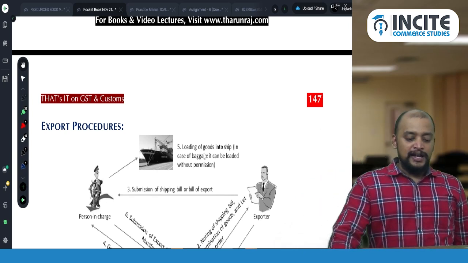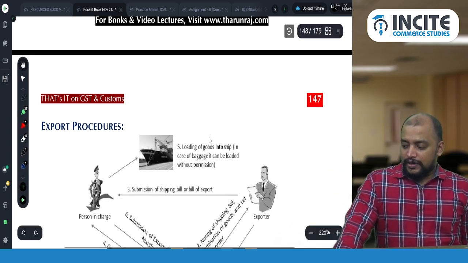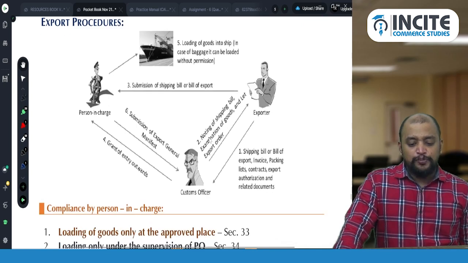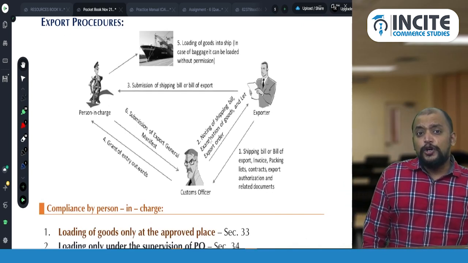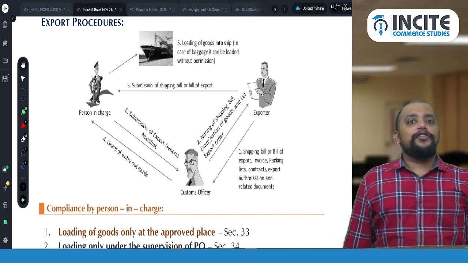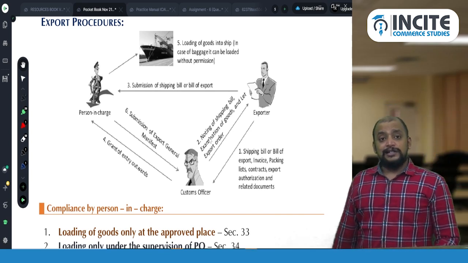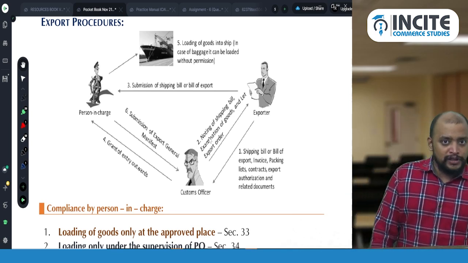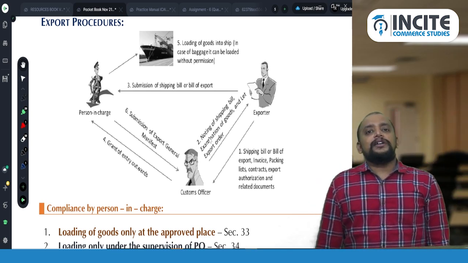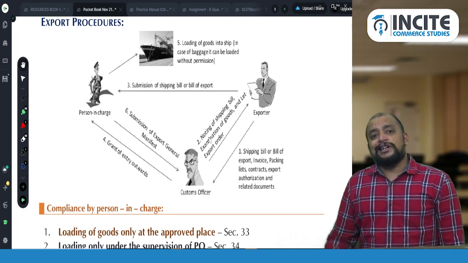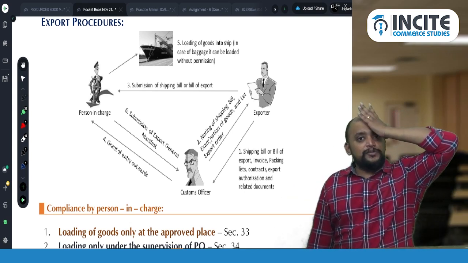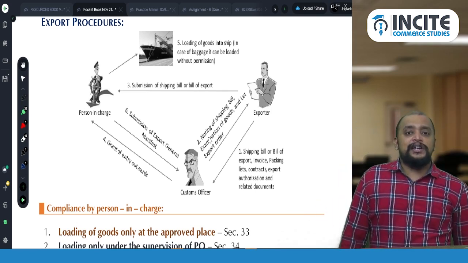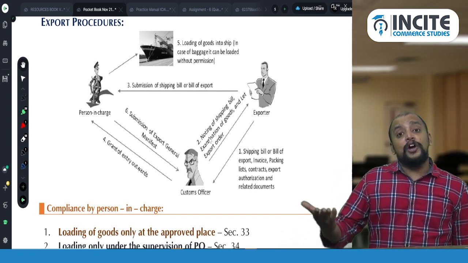Say this. Page number 147, export procedures. Export procedures to be followed by the person in charge, customs officer and exporter. First, the exporter will hand over the goods to the customs officer. When the exporter hands over the goods, the customs officer will verify, that is along with the shipping bill.